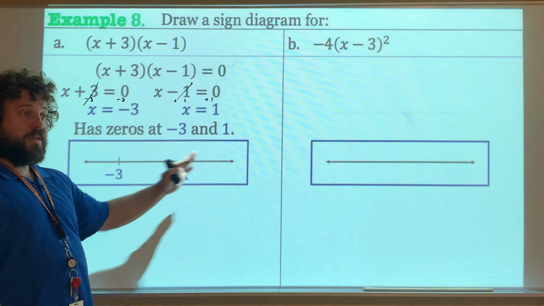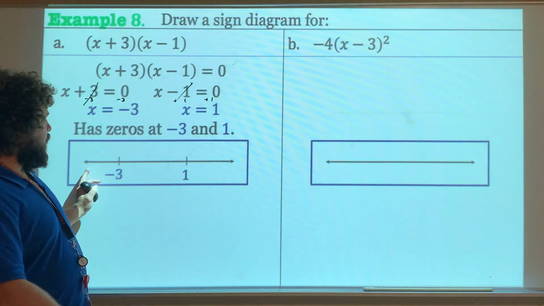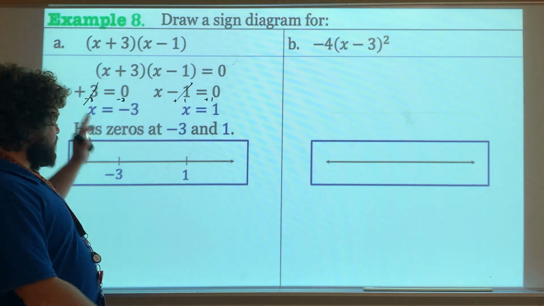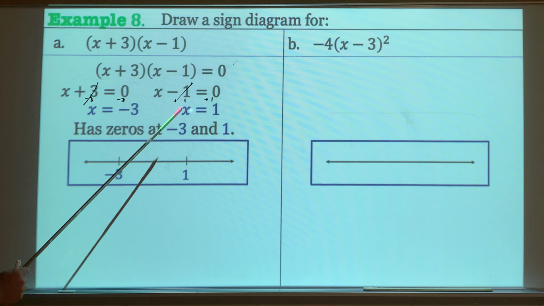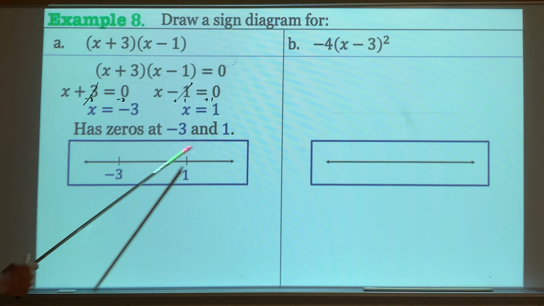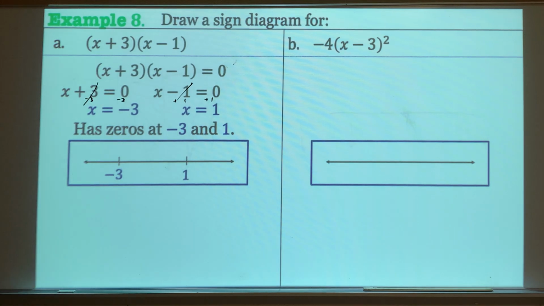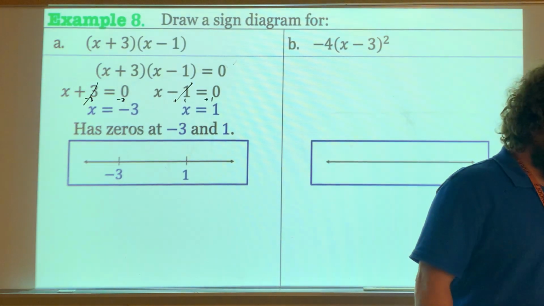Does it matter where I put the numbers on here? Not really. It doesn't matter how you separate it or how you go about making your numbers, as long as negative 3 is on the left, 1's on the right. So, now what do we do? Now we have to see if this is plus, plus, plus, minus, minus, minus, minus, plus, minus, plus, and so on. We don't know how this operates. So how do you think we go about figuring that out?